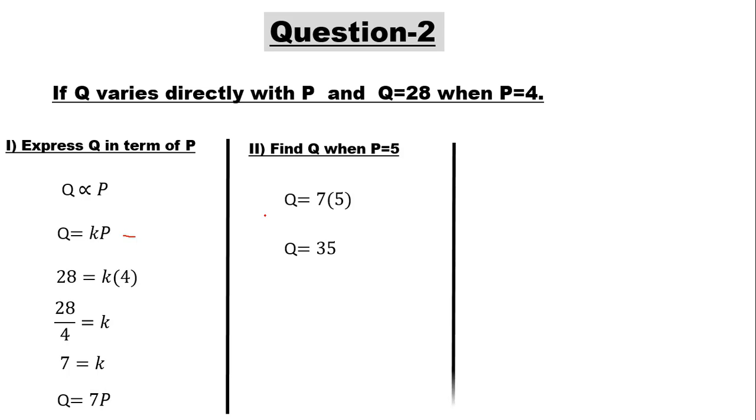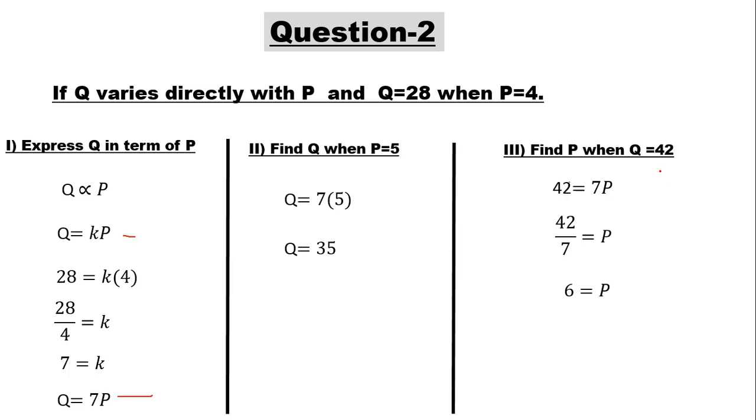In part 3 of the question, students, you are given the value of q, which is 42. Find the value of p. Again we will utilize this equation, and what it says is q is equal to 7 times p. So here we will replace q with 42. So 7p will be equal to 42. If we divide both sides by 7, we will get p is equal to 6. And that is the requirement of this question number 2, part 3.